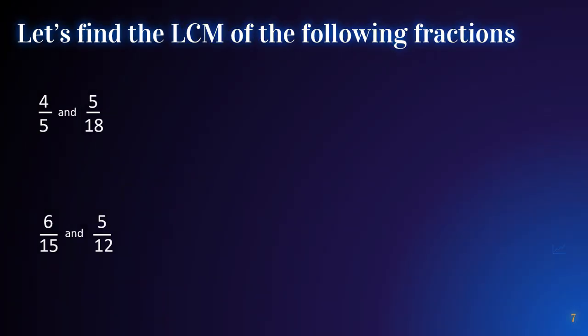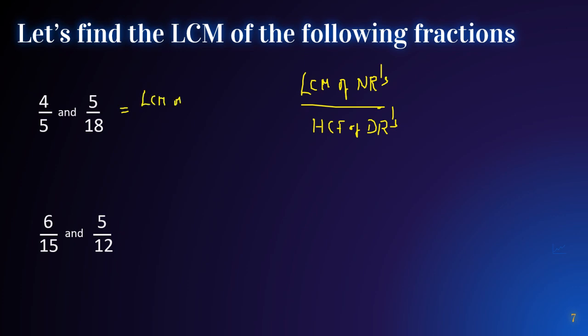Same way, let's try the LCM of the fractions. LCM of fractions is always given by LCM of numerators divided by HCF of denominators. So let's work that way. On the first sum, LCM of 4 and 5 divided by HCF of 5 and 18. This is again very simple. 4 and 5 LCM is just 20. So I can write 20 divided by HCF of 5 and 18. 5 and 18 don't have any common factor, so their HCF is just 1. So 20 by 1, which is 20.